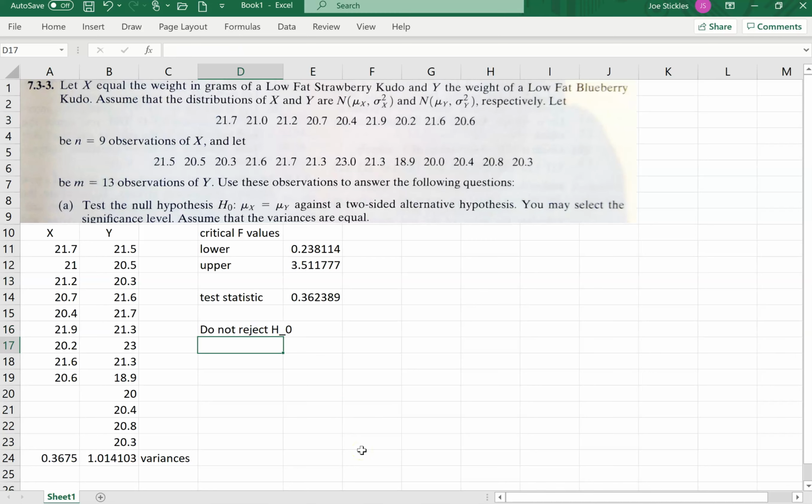So in this case, there's not sufficient evidence to conclude the variances are unequal, so our assumption that the variances are equal is an okay assumption to make if we're doing a test to see whether or not the means are equal or not. So that's the idea for your F test.